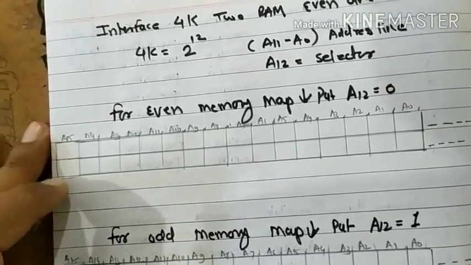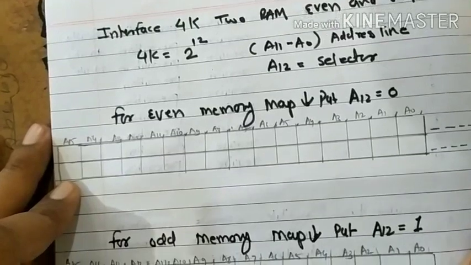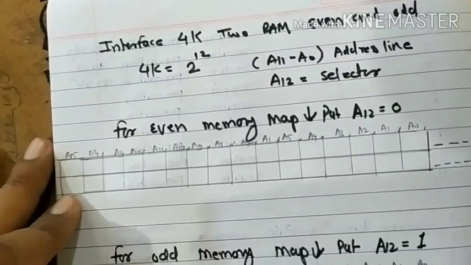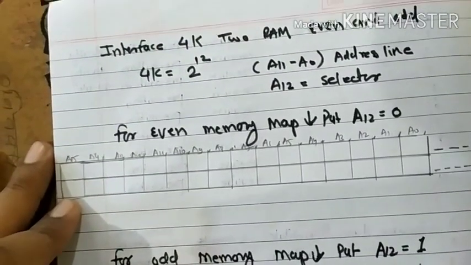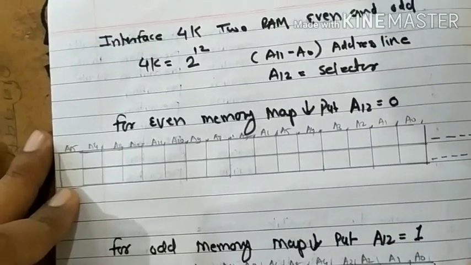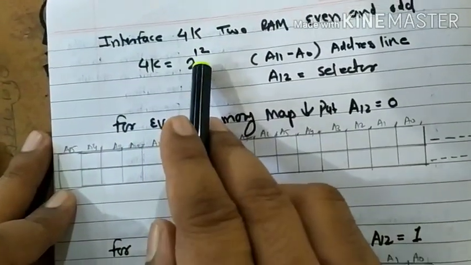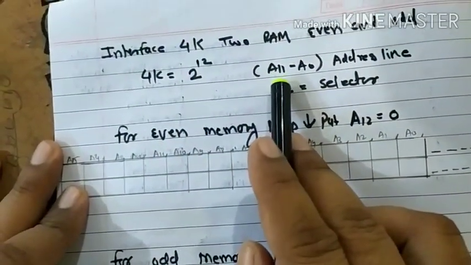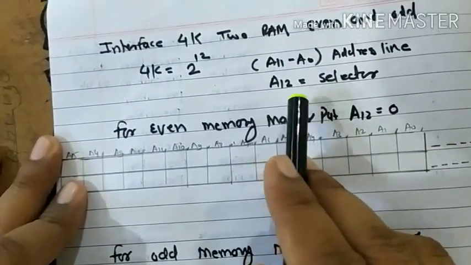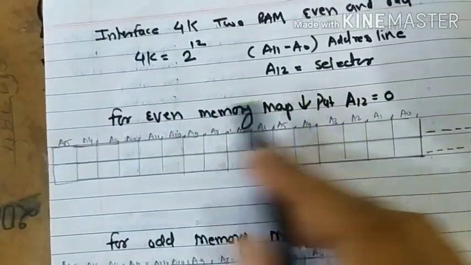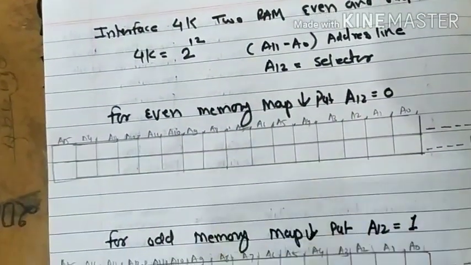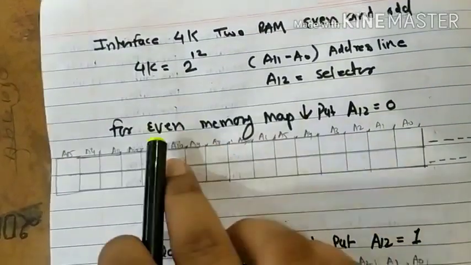When we interface 4K RAM with 8051, we again consider one even memory bank and one odd memory bank. According to 4K, it is 2 raised to 12. That is, we use A0 to A11 as address lines and A12 as a selector. Again, we draw two tables, one table for the even memory bank and another table for the odd memory bank. First, we are seeing the even memory bank.